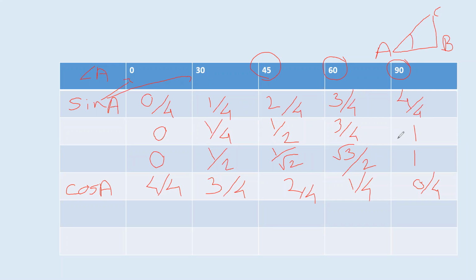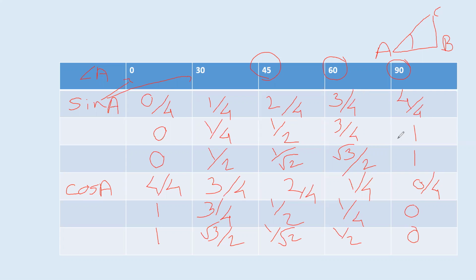Thereafter, after dividing it by 4, what will it become? 1 by 4, 0. Then find out the root of this. So 1, root 3 by 2, 1 by root 2, 1 by 2 and 0.